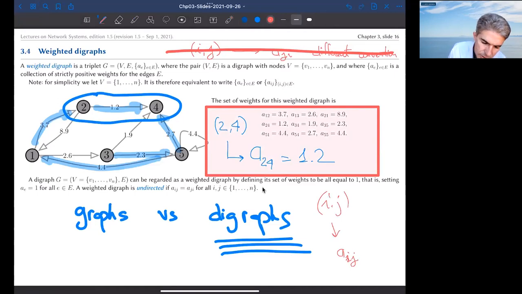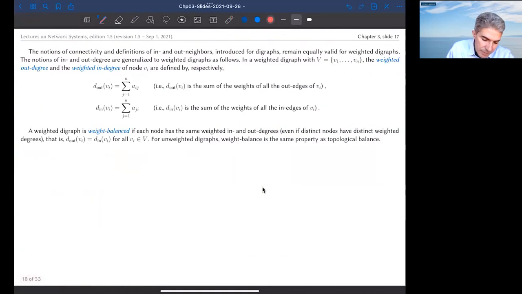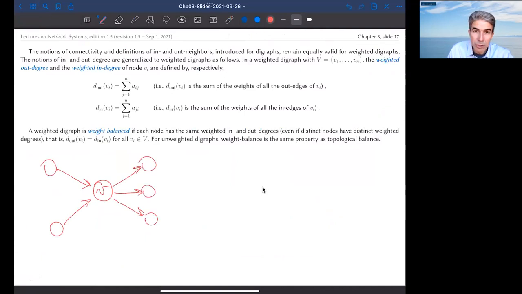Perfect. All right. A weighted digraph is said to be undirected if aij is equal to aji. When you write aij equal to aji, you're also implying that whenever ij is an edge, then also ji is an edge. All right, perfect. And now one little thing you can do is, if you have, like I had drawn before, half an hour ago, a node V and it has multiple in and out neighbors, then you can associate weights on all of these edges, right?